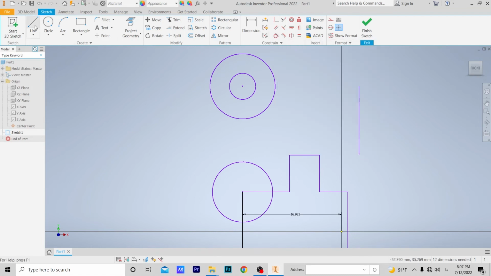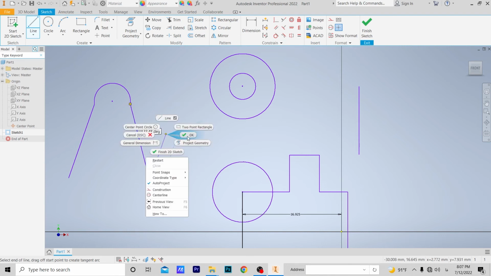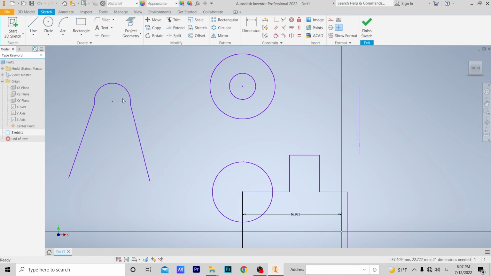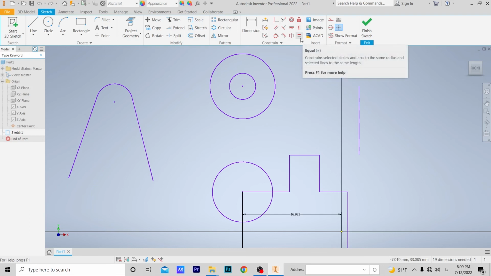Okay, very nice. Next is tangent. For seeing this constraint, let's draw one line, an arc, and again another line. When we see this shape, it's so ugly. For making it in better form, we use this constraint. We say tangent this arc with this line and this arc with this line. Now it's so beautiful.